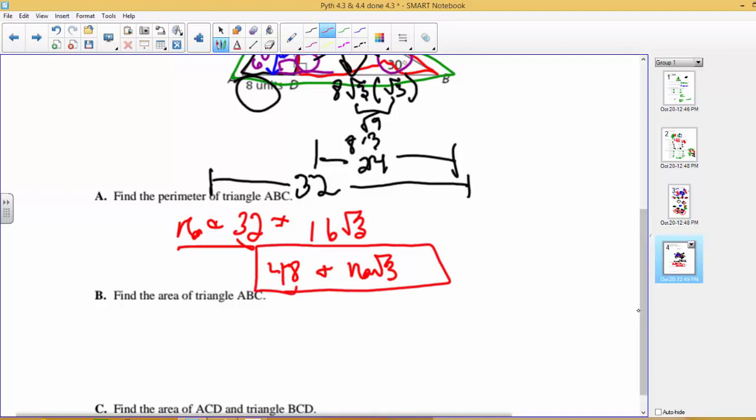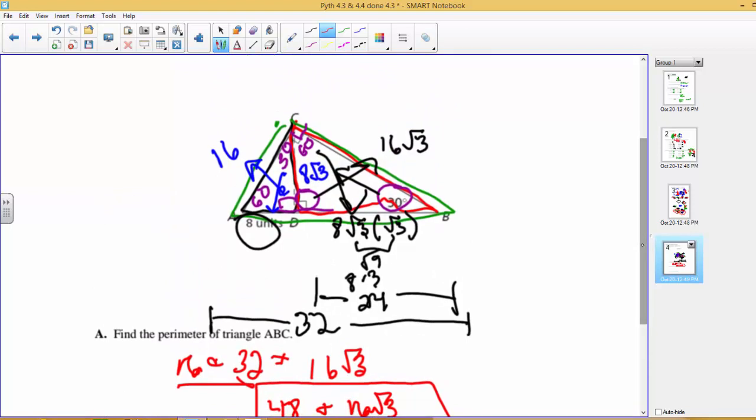All right, the next question says find the area of that triangle. So you need to locate the base and the height. Perimeter is like if you were going to put a fence around it, how much fence would you need? So you're just adding the three sides. Area is like if you're going to lay carpet, how much carpet you would need to cover the whole triangle.